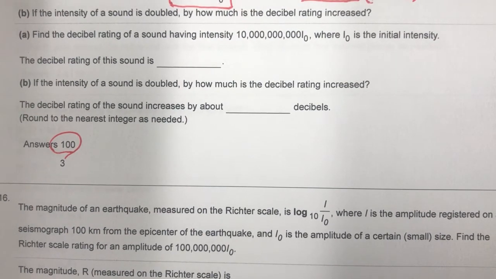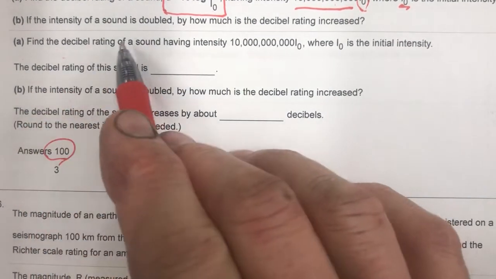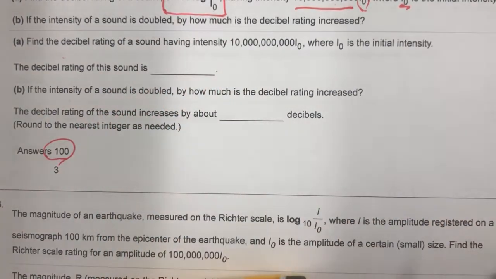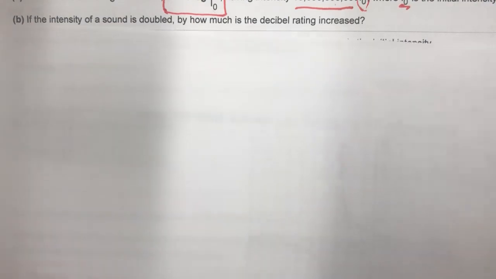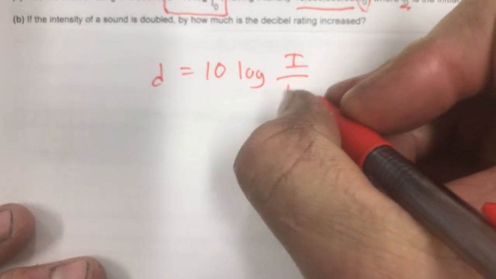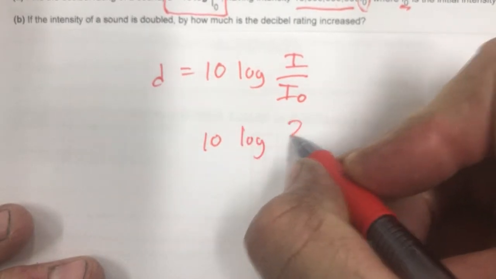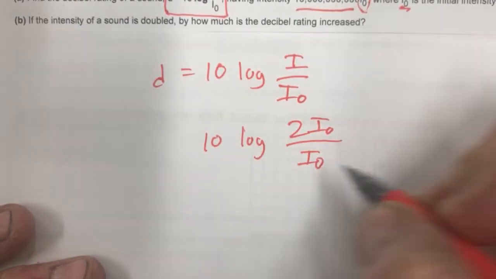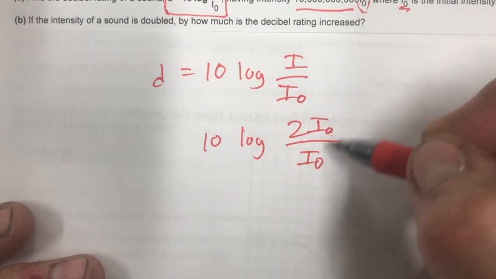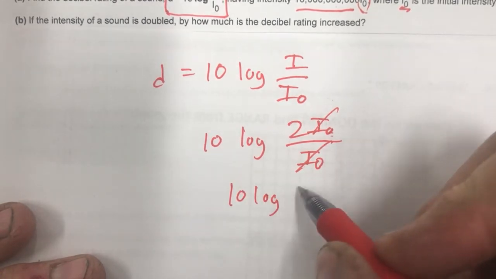So that's the decibel rating. 100 is the decibel rating of the intensity that's 10 billion times the original intensity. Okay, part B says, if the intensity of a sound is doubled, by how much is the decibel rating increased? So that means if my intensity is doubled, I'm going to have this, because I'm going to double the original intensity. These cancel off, so I'm just going to type this in: 10 log of just 2.